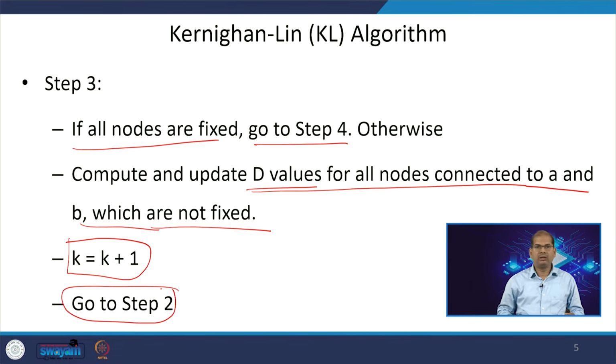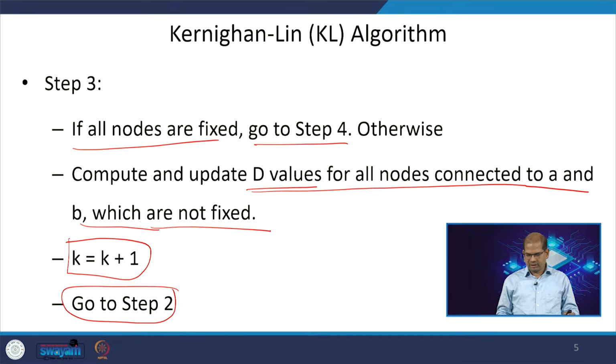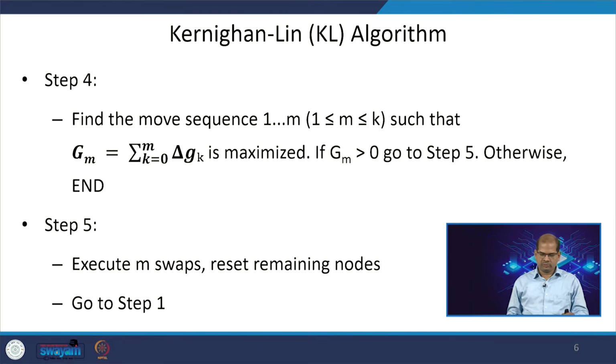What will step 2 do? It will find the delta g of k for all possible combinations of the nodes which are not fixed. Then we will find out which is giving the maximum gain, the maximum value of delta g. That pair will be taken for moving from one partition to the other, and those nodes will be fixed. This process will continue till all the nodes are fixed. Then we will go to step 4.